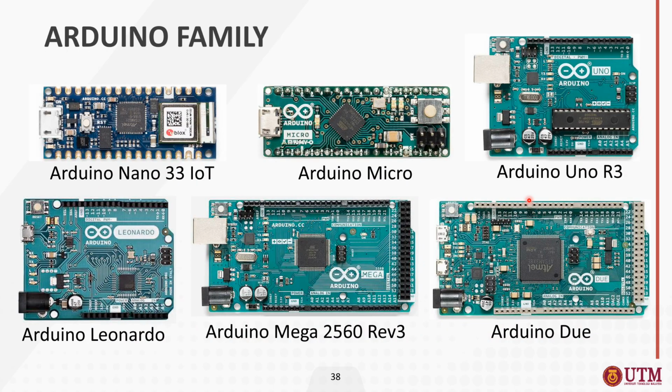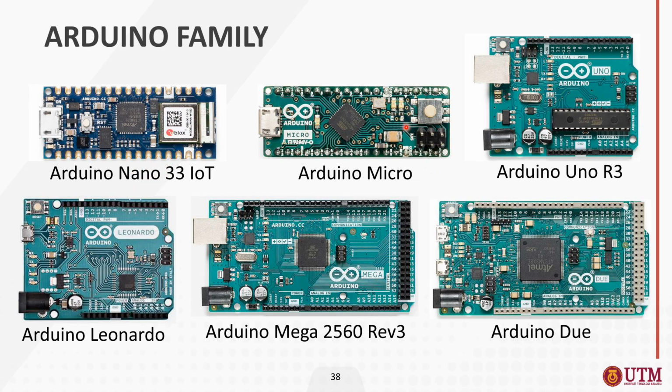Next I will show you some of the Arduino family. This is not all of them, just some parts of the Arduino family that you can find. This is the Arduino Nano 33 IoT. Arduino Nano is one of the smallest Arduino boards that you can find. It is very compact and you don't have a lot of peripherals, but you can still code using the Atmel microprocessor. Then this is the Arduino Micro, which I believe is a little bit bigger than the Arduino Nano, but still smaller than the others.